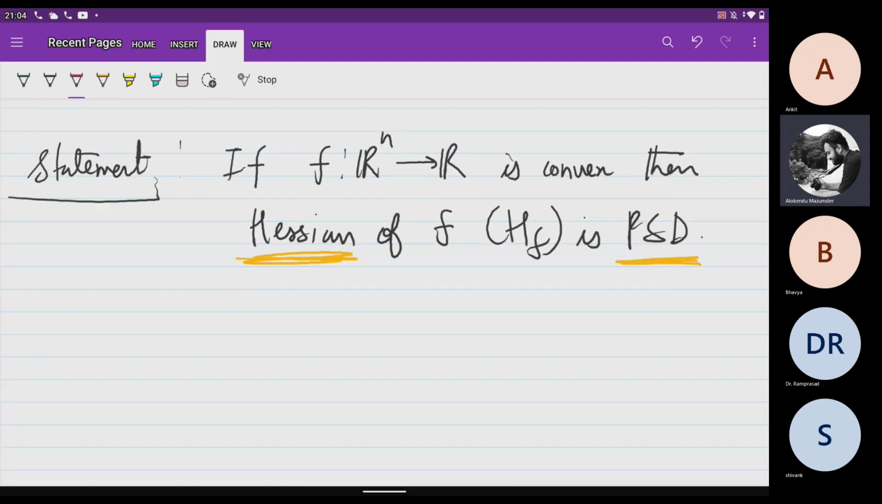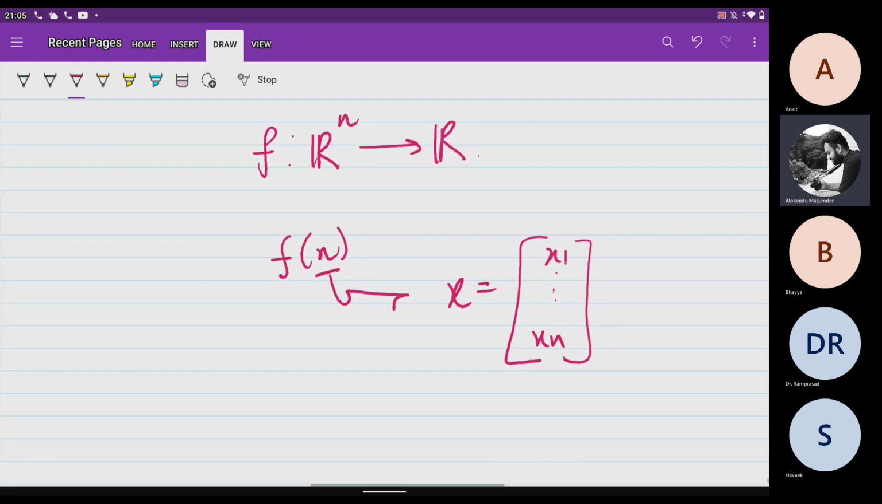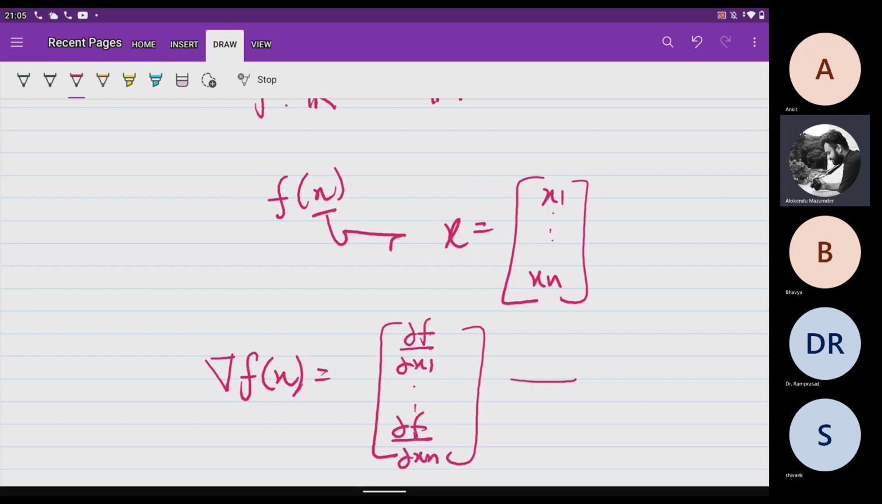If I have a function f that goes from R^n to R, it means f takes an input which is high dimensional. So x here is a vector, let's say an n-dimensional vector x1 to xn. The first thing, the derivative of f at point x, is known as the gradient. It will be the partial derivatives df by dx1 up to df by dxn. We call it the gradient.